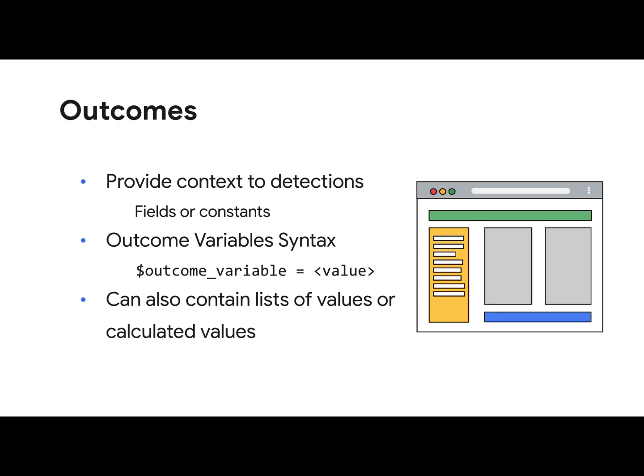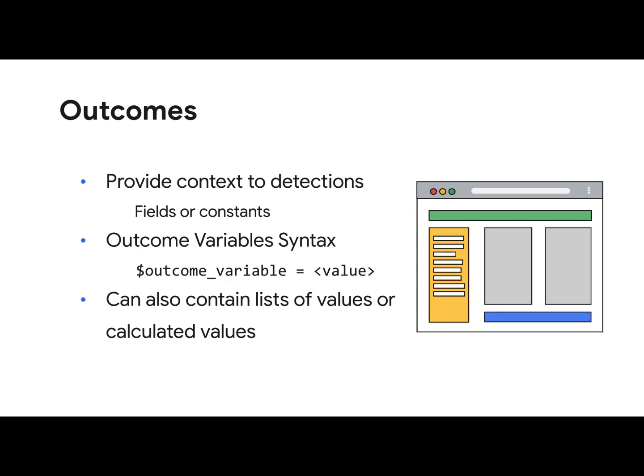The syntax for creating an outcome variable at its most basic level is the name of the variable with a $ in front of it, equals event variable.udm field name. Placeholder variables can be used in place of a UDM field name as well. If you want to go ahead and pass a string constant in, just enclose it in quotes. Outcome variables are not limited to a single event value and constant.